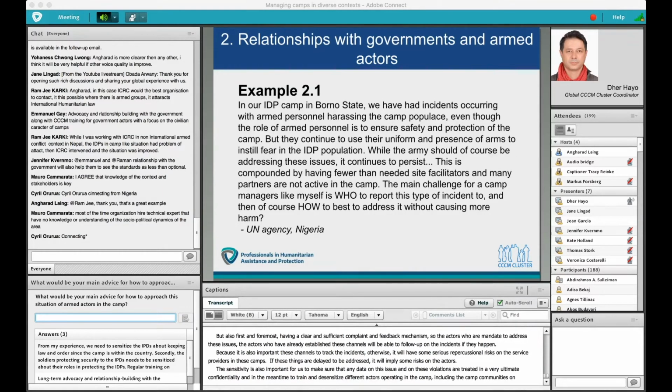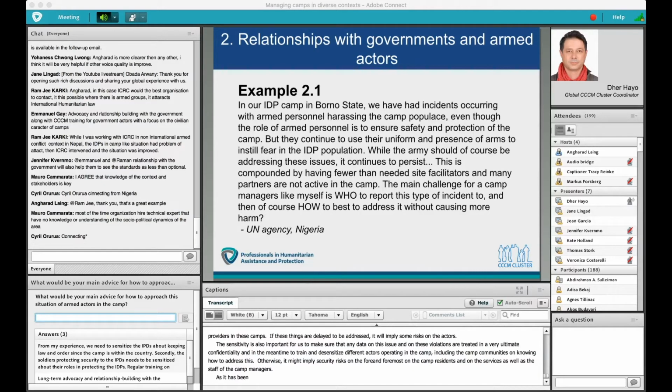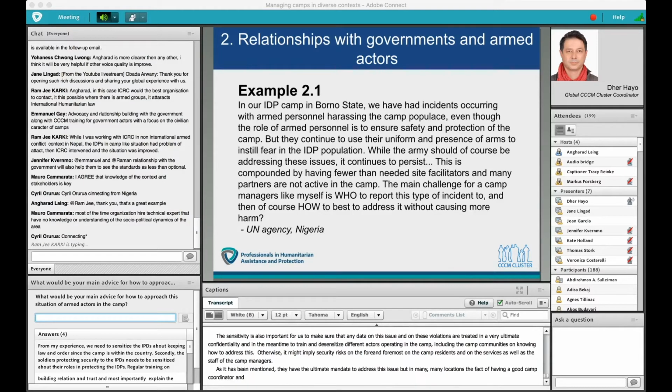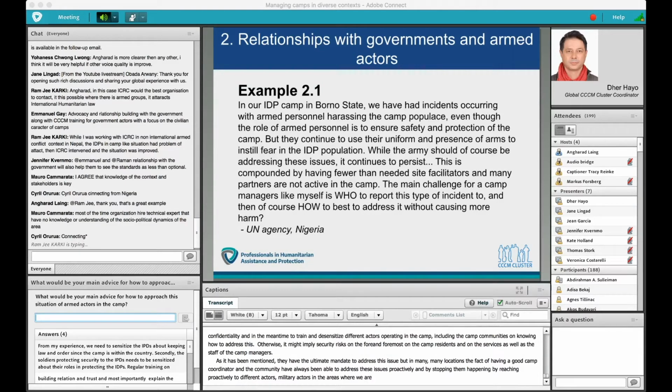Otherwise, it might imply security risks, foremost to the camp residents and to the services, as well as the staff of the camp managers. As has been mentioned, OCHA has the ultimate mandate to address this issue, but in many locations, having a good camp coordinator and committees has always allowed these issues to be addressed proactively and stopped from happening, by reaching out to different actors, military actors in the areas where we are operating, and asking them to sign that they will not be involved in any kind of violations.